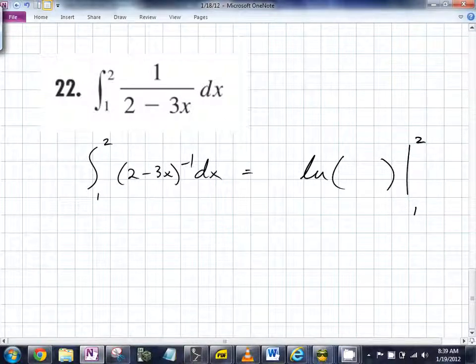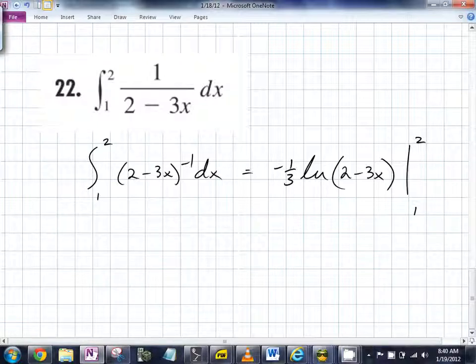2 minus 3x, correct? But if you took the derivative, what is the derivative of ln 2 minus 3x? Someone raise their hand and tell me, what is the derivative of ln 2 minus 3x? Yeah. Negative 3 over 2 minus 3x, right? Is there a negative 3 on top of this thing? So what do we have to put on the outside of this? Negative 1/3. Exactly. You have to take care of the result of the chain rule.